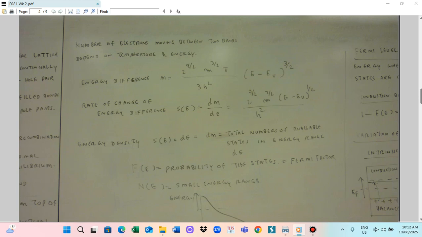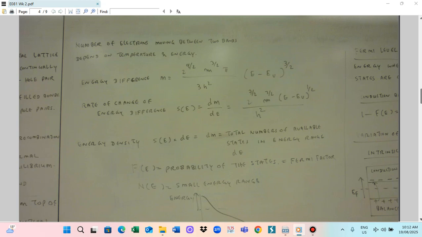So that we calculate the SE. M means this is the number of electron states. So this is for the energy difference level. Energy difference level. This is the M. M can be calculated.